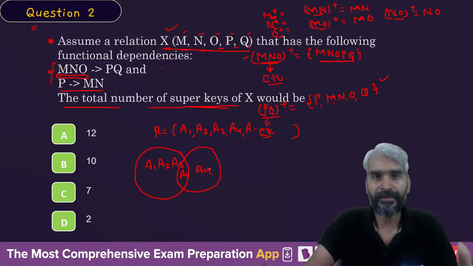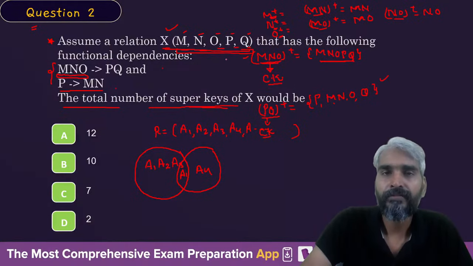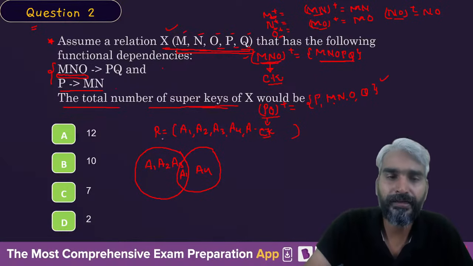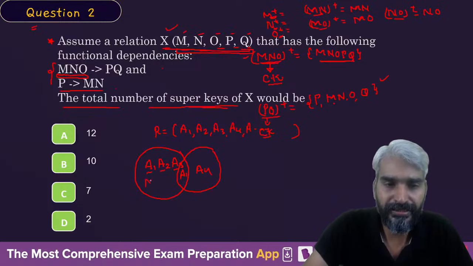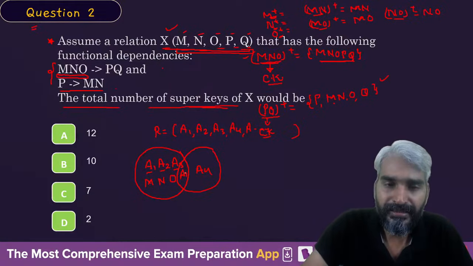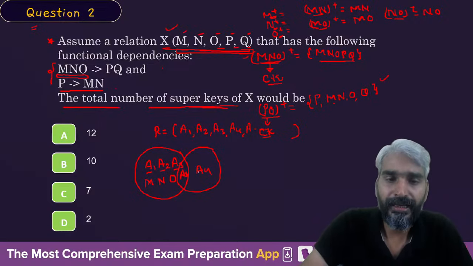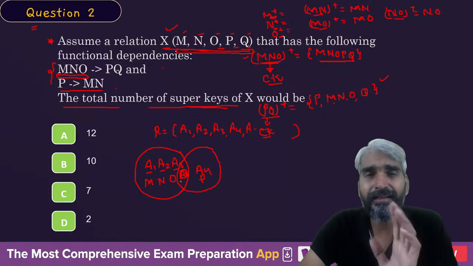So let's try to understand this. This is the scenario. We have five attributes, and among those five attributes, three attributes M and N, O. So we can say this is M, this is N, and this is O. M, N, and O are creating a candidate key. This is again A3 only, nothing new, and this is A4. So this A4 can be considered as P, that is O and P. So O and P together are creating another candidate key.